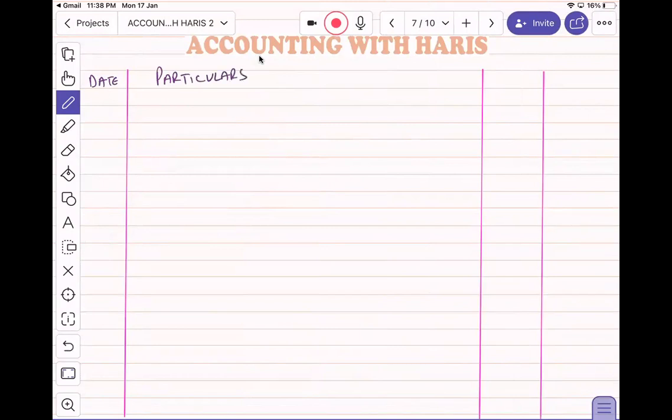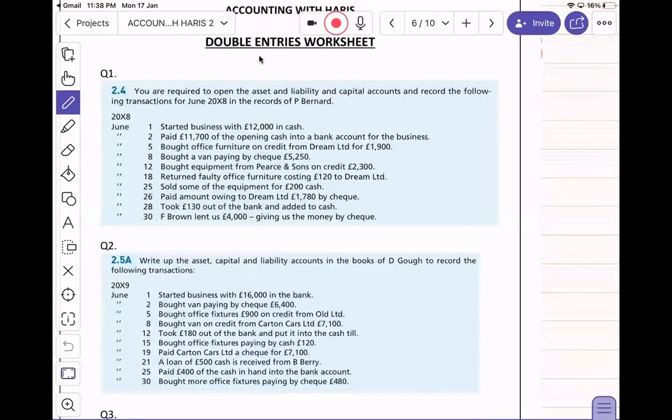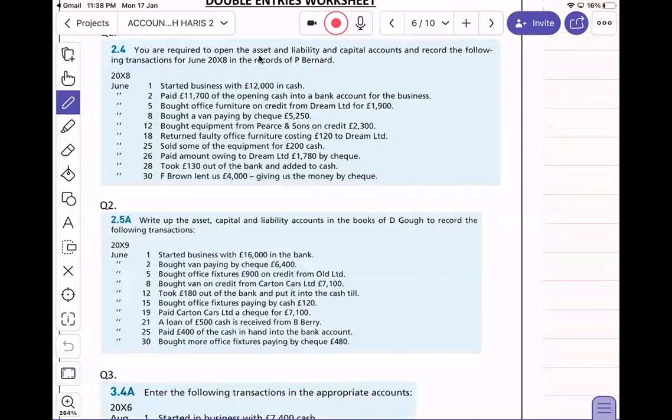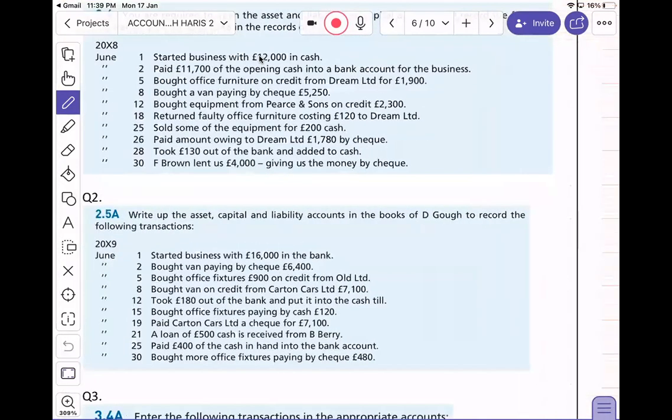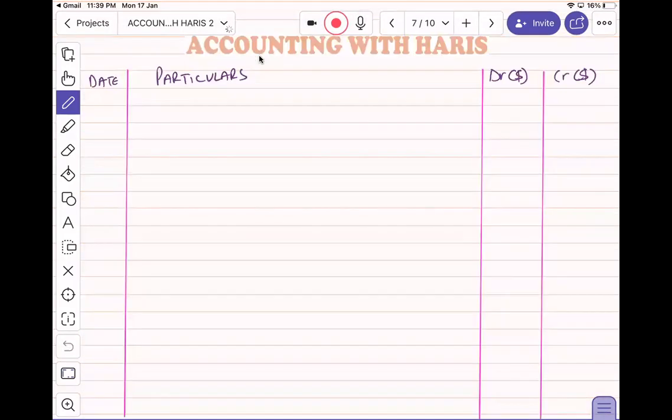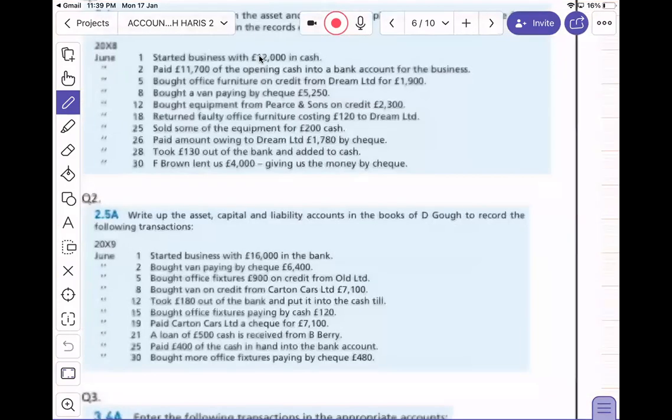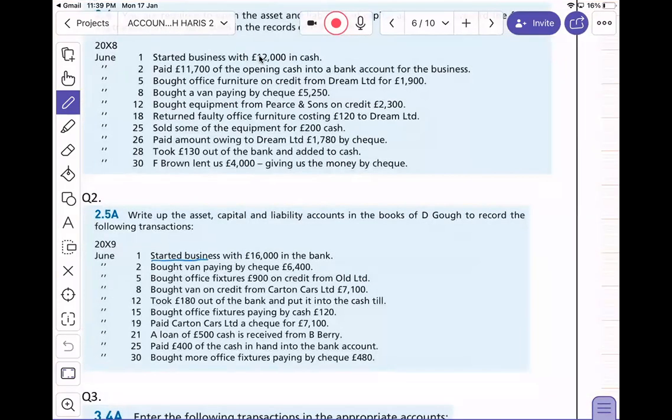Particulars. And the first column is for debit, and the other column is for credit. Okay, so I will see the first transaction. So if you look at question number 2, 2009 June, I can write date here, 2009 June, and first started business with 16,000 in the bank.